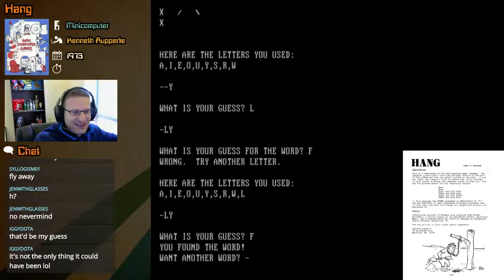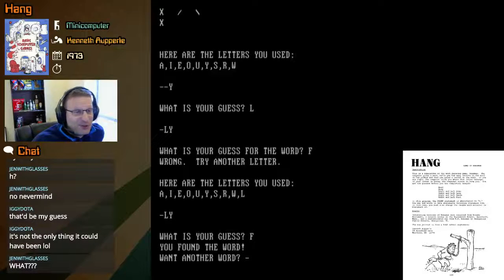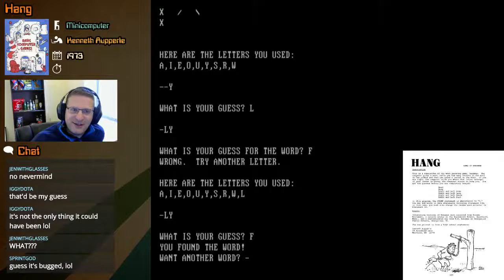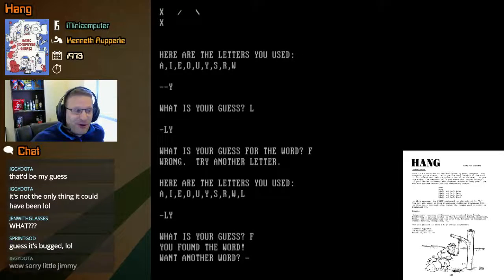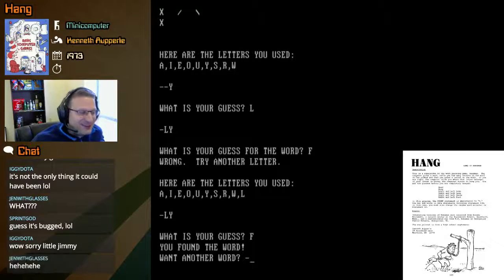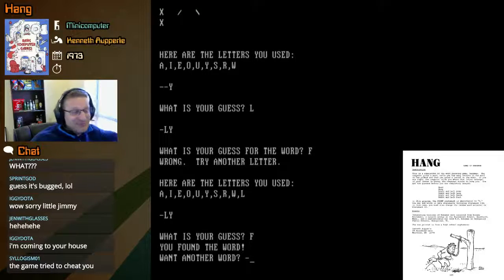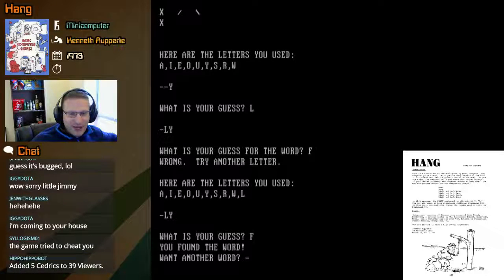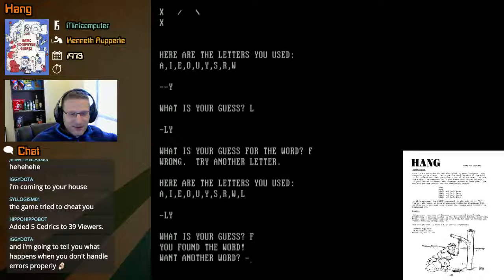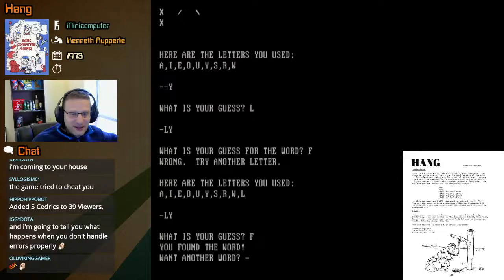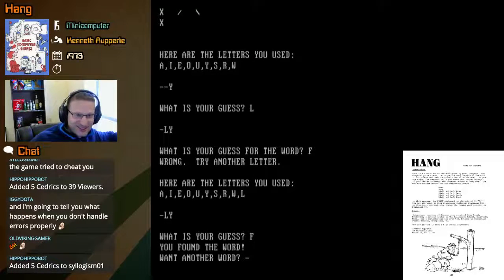Clearly something was broken there. 2 of our guesses were told to be wrong, but it didn't count against us. One of them turned out to actually be a wrong guess, and one of them was the right one. So, not a perfect game, but in the end we got it. Fly. Silo gets the correct guess, so we'll give 5 Cedrics to everybody, and let's give 5 Cedrics to Silo for guessing the correct word. Nicely done.